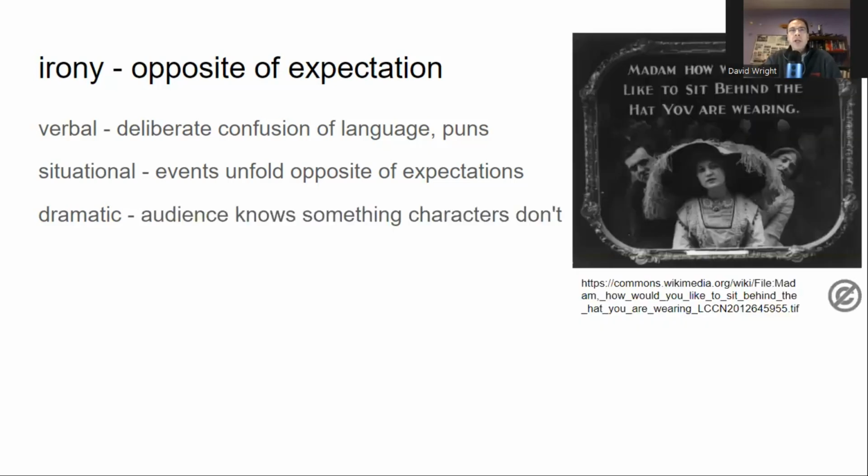Dramatic irony involves an audience or a reader that knows something that the characters don't. "Madam, how would you like to sit behind the hat you are wearing?" See, you get the idea. She's wearing this big, beautiful hat, and she probably thinks everybody just thinks how beautiful the hat is. But in fact, she's in a movie theater, and people are just annoyed because they can't see past her hat. But she doesn't know that because they're behind her. So we as the audience see it, they know it, but the main character doesn't know it.